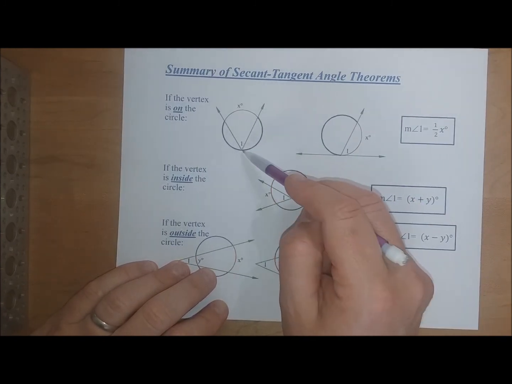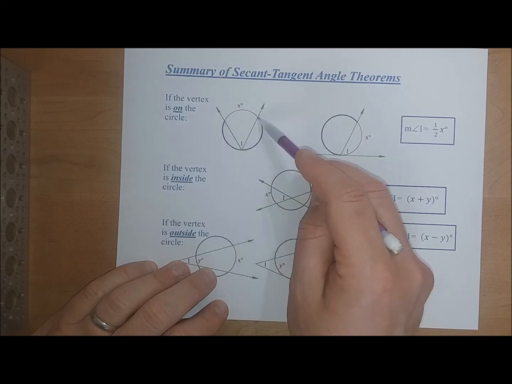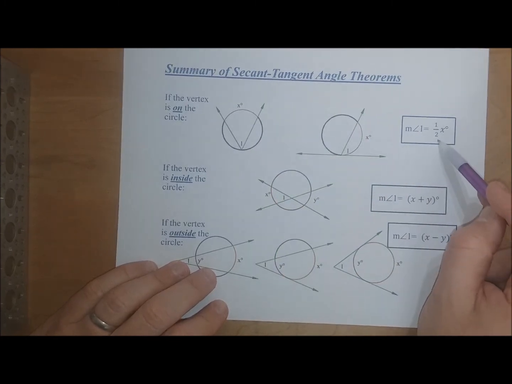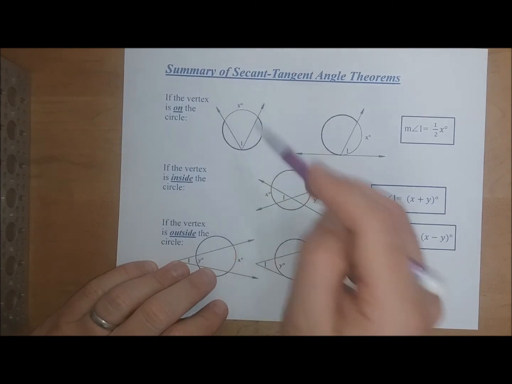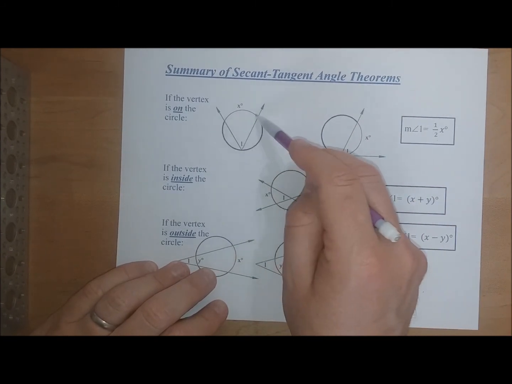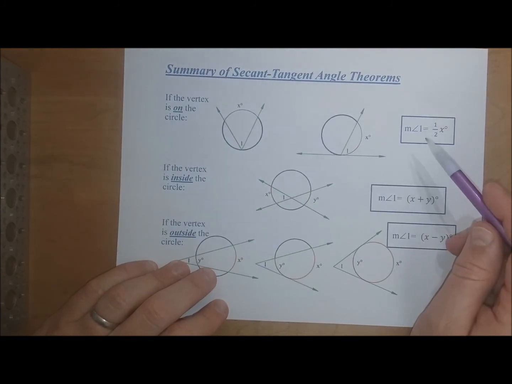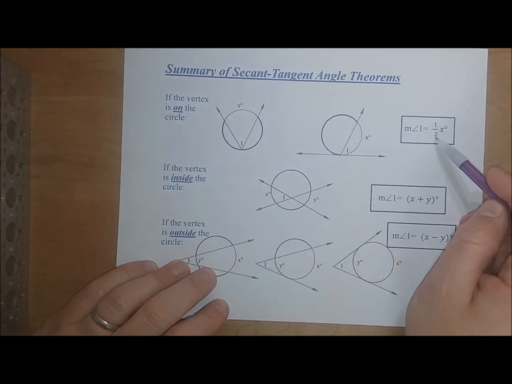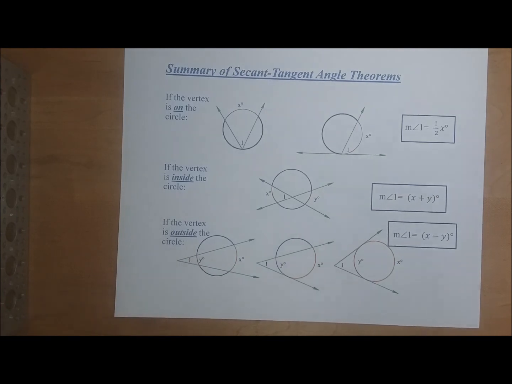Okay, we know that if the vertex is on the circle, the angle will equal 1/2 of the measure of the arc it intercepts. In this case, we've got these arcs labeled as all being x degrees. So in this case, angle 1 is going to be half of x degrees.